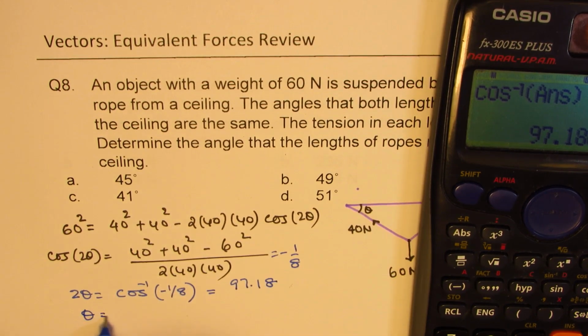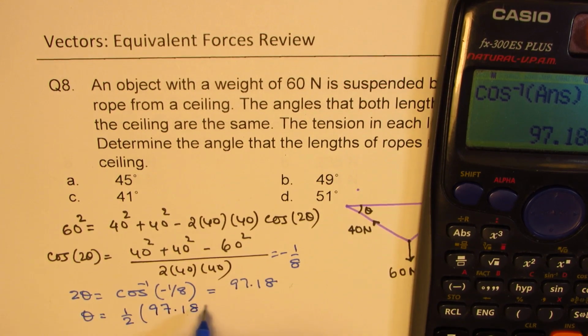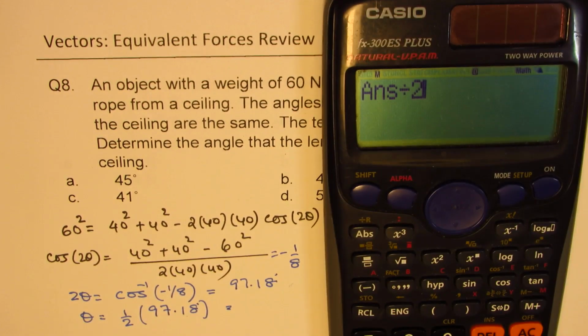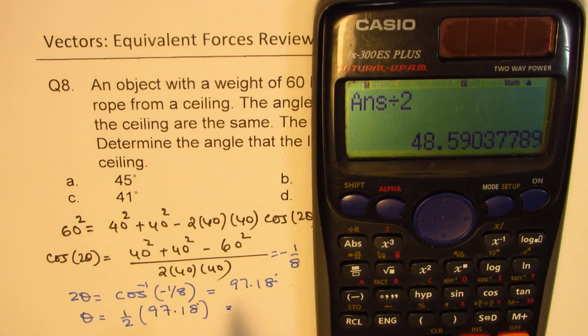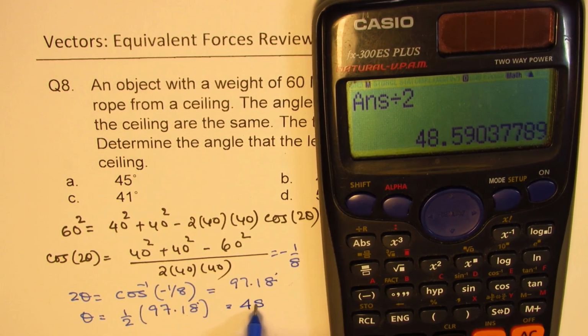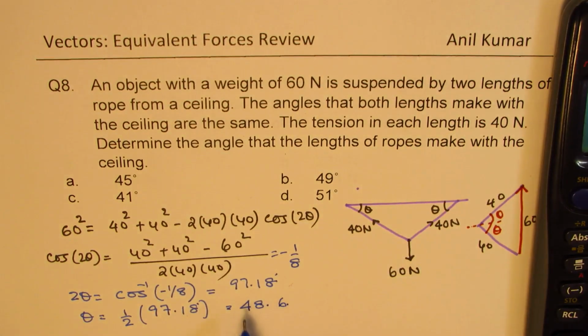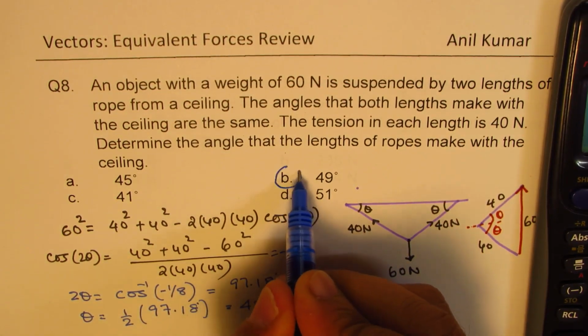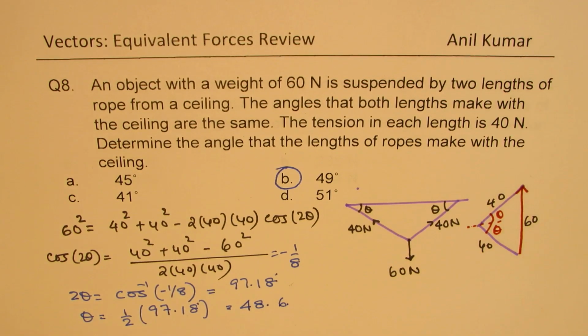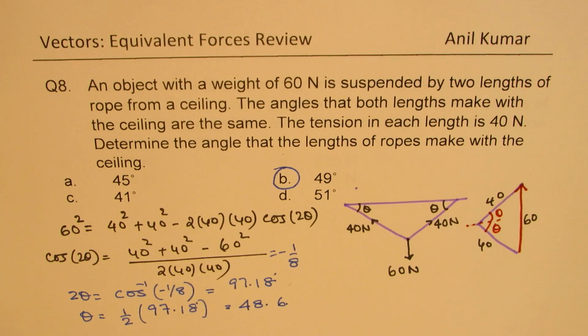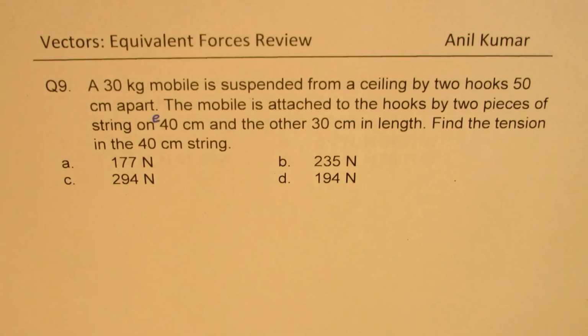So theta is half of this, right? So half of 97.18 degrees, divide by 2, is the answer, 48.6. Okay, so 48.6 is close to 49 degrees. So that will be our solution, right? So I hope it is absolutely clear. Now these are very important questions always seen in test papers.